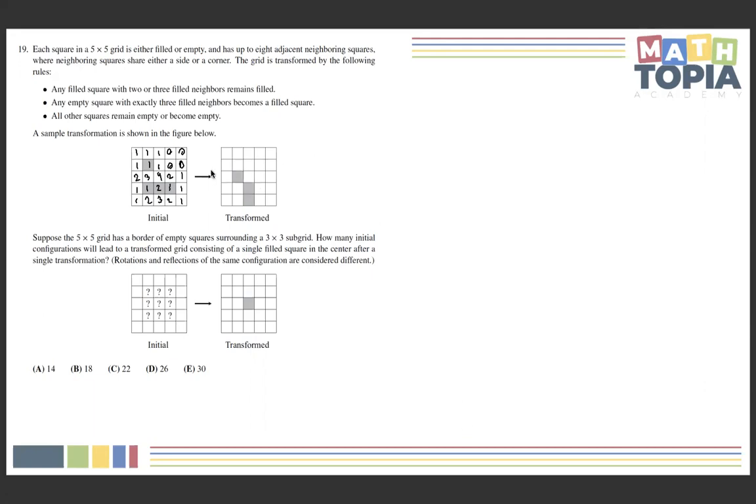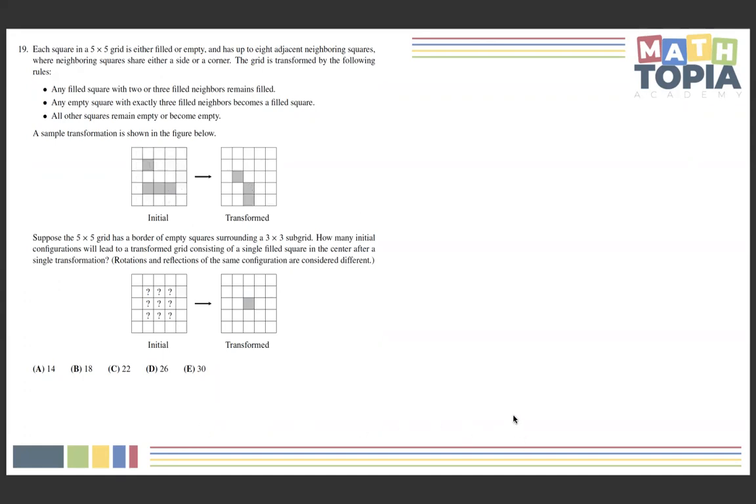That meets the conditions. And for the rest of the numbers, only the ones that have exactly 3 neighbors are the ones that become filled, which are this one and this one, which is why in this figure we have this one and this one. So that explains basically what this is showing.